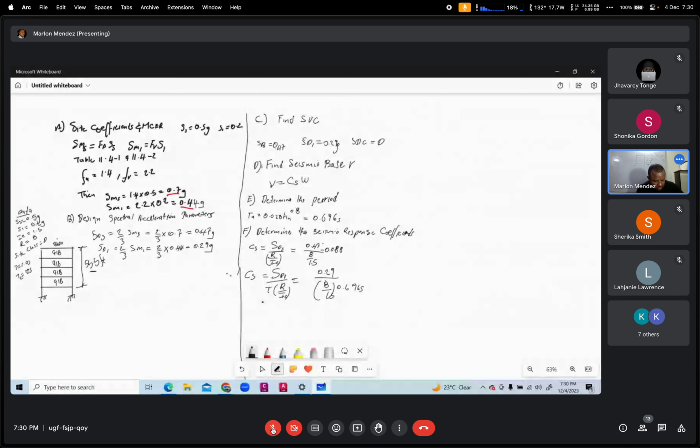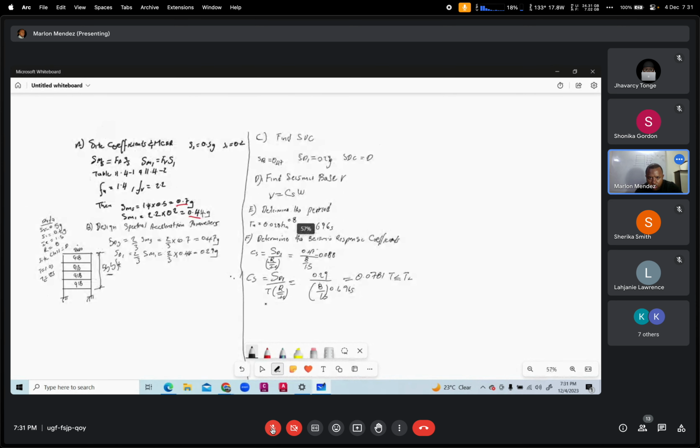After you have found that, based on the tables, this answer is supposed to equal 0.0781, where T is less than or equal to the long period TL. So this is a formula that you would use.